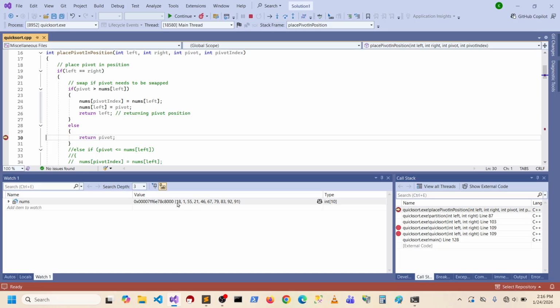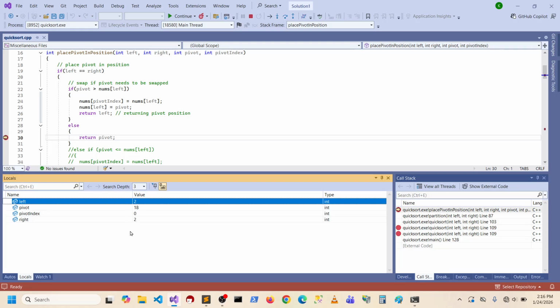Okay, so this is early on when we're doing the left side and it's doing some of the right stuff. So we've got 2 and 2. 0, 1, 2, 55. That's the same. So the 18, because pivot wasn't greater than 18. But in this case, it did swap them out and return that position.